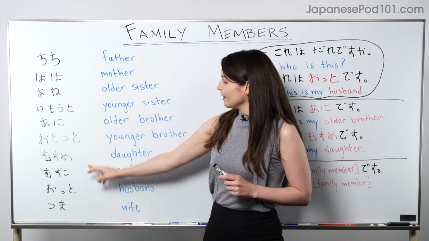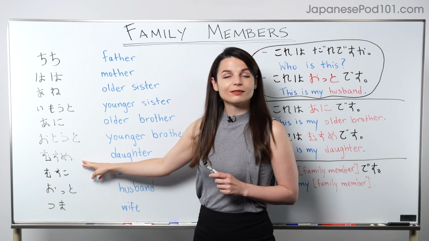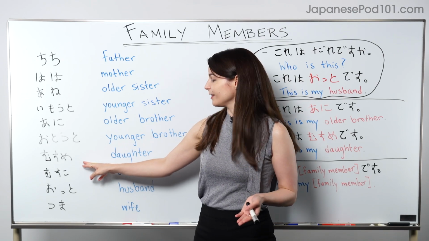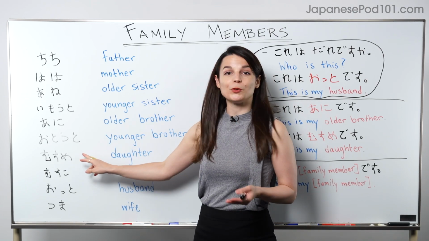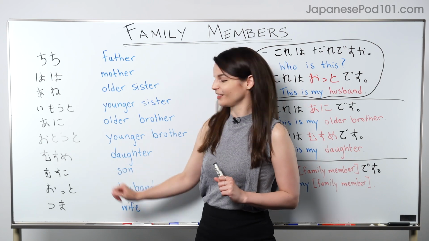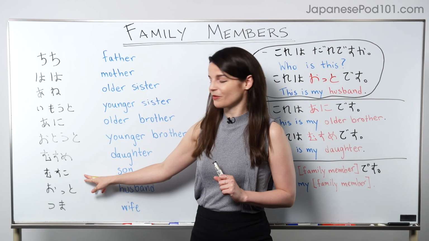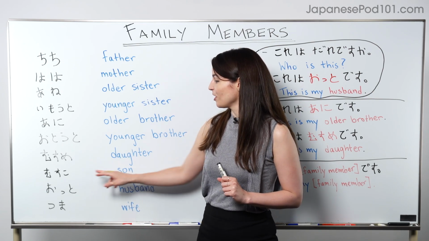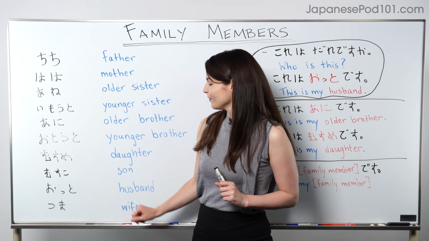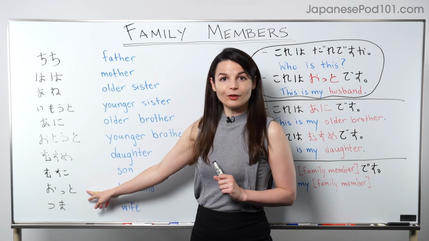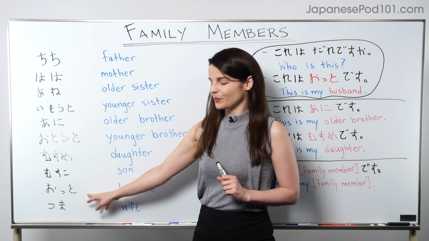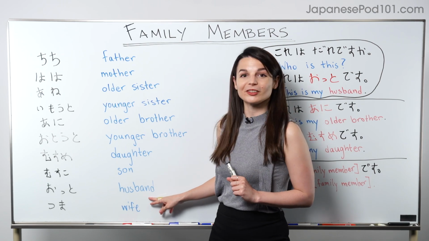Okay, next is musume. This means daughter. Next is musuko, which means son. Okay, next is otto, which means husband.